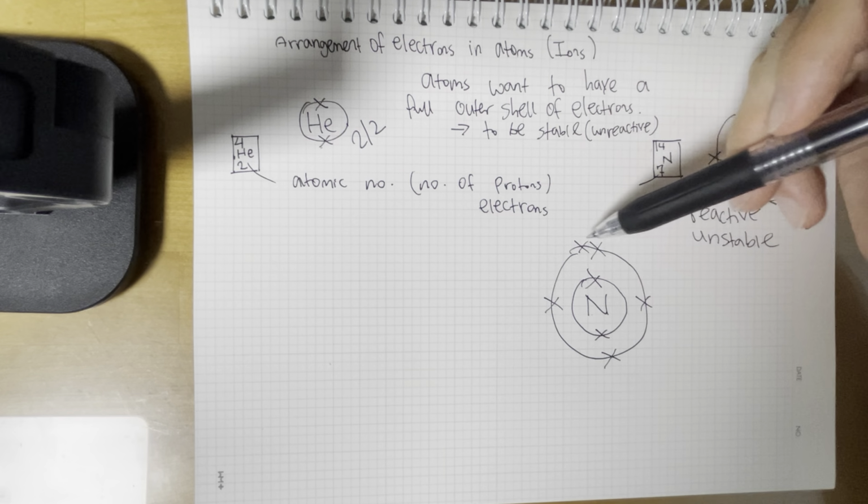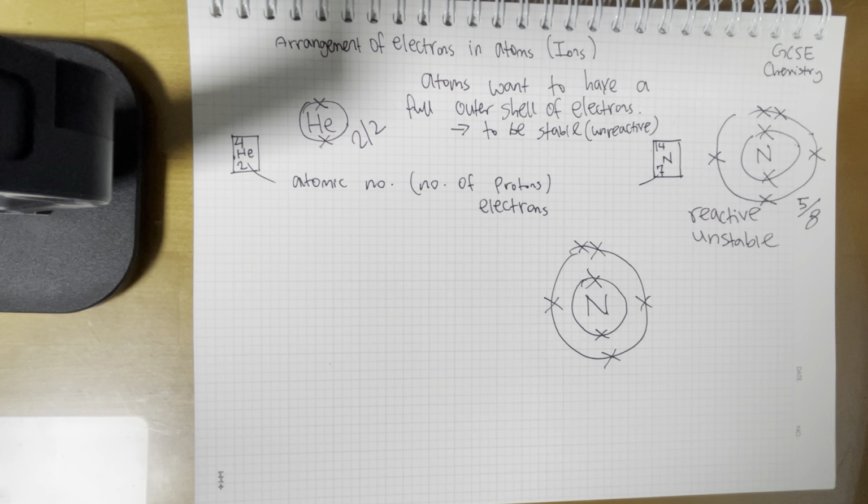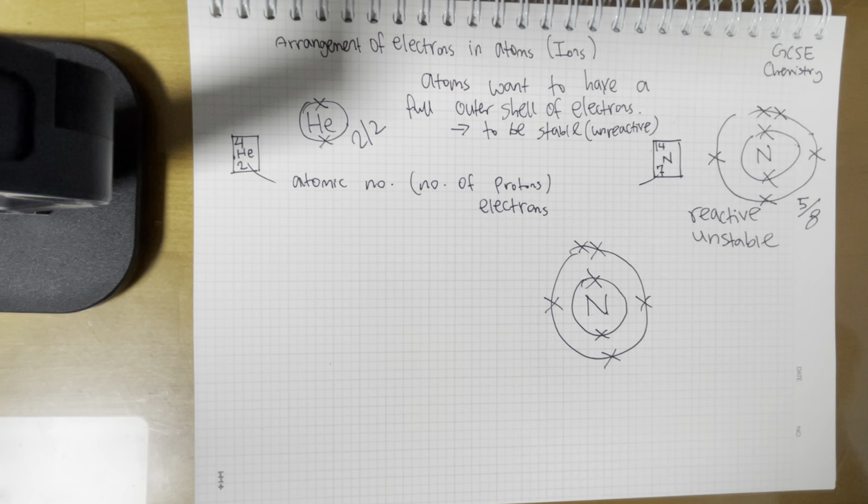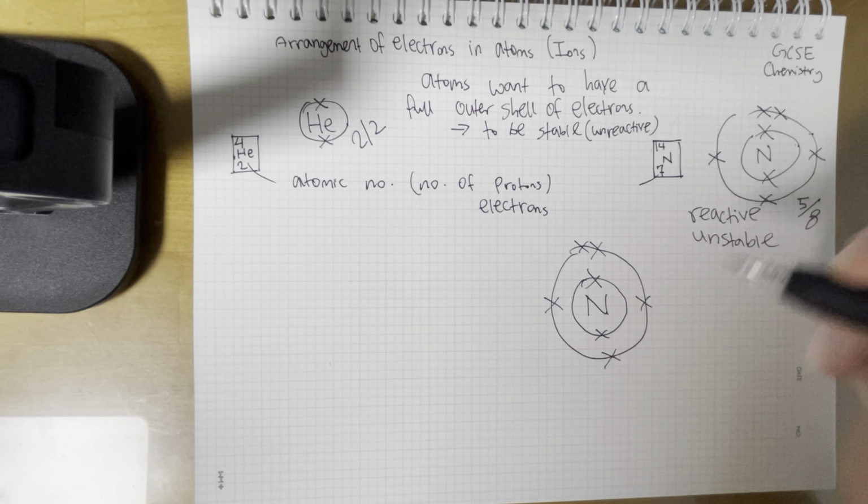Or it can actually lose all these electrons. But think about it, atoms are just as lazy as us humans. It wants to take the shortest path possible. It currently has 5 out of 8. If it had 3 out of 8, it would be easier to just get rid of those 3 electrons than receive 5 new electrons. But this already has 5 electrons. So is it easier for it to receive 3 new electrons or to get rid of all these 5 electrons? It's much easier, less energy intensive, to just receive 3 new electrons, right?